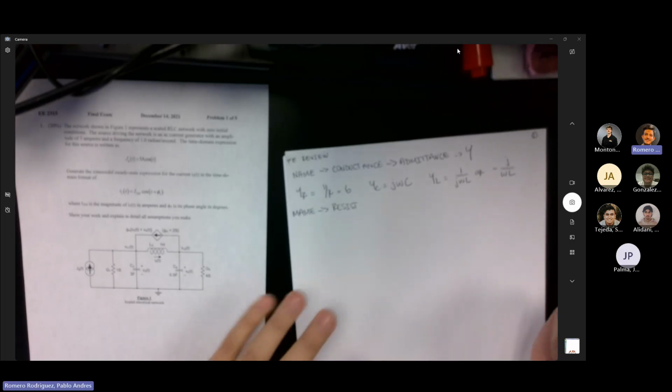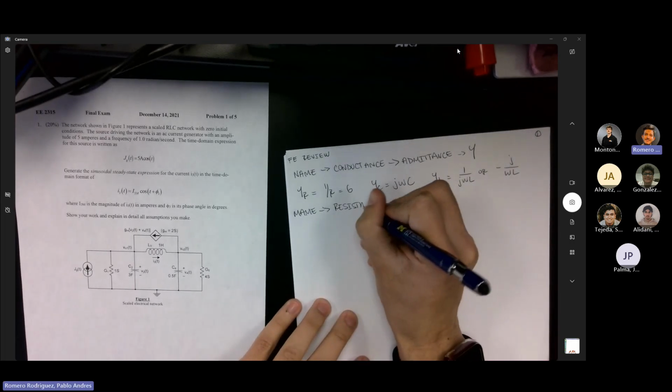Then focus on my hand. Focus. Really like focusing on your hand.